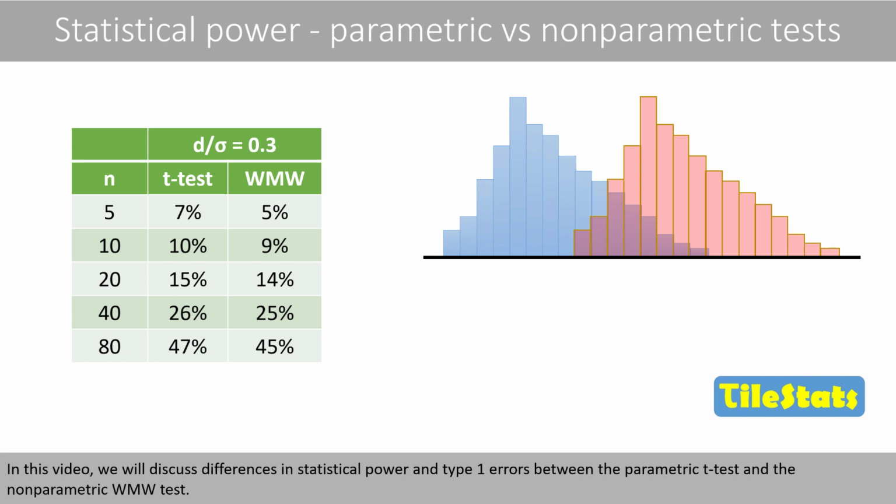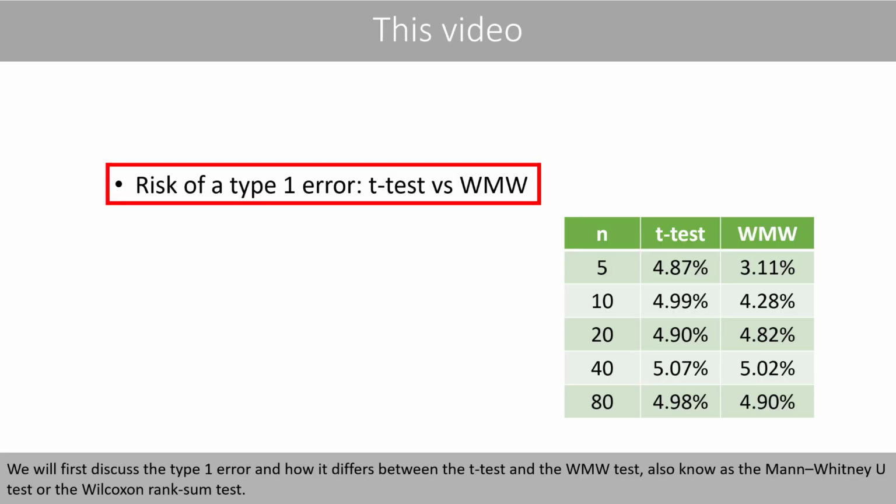In this video, we'll discuss differences in statistical power and type 1 errors between the parametric t-test and the nonparametric Wilcoxon Mann Whitney test. We'll first discuss the type 1 error and how it differs between the t-test and the Wilcoxon Mann Whitney test, also known as the Whitney U test or the Wilcoxon rank sum test.